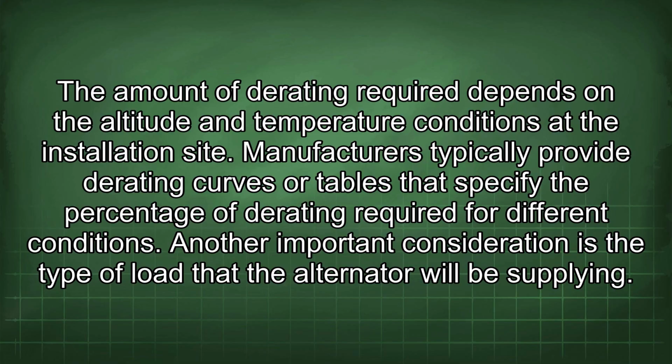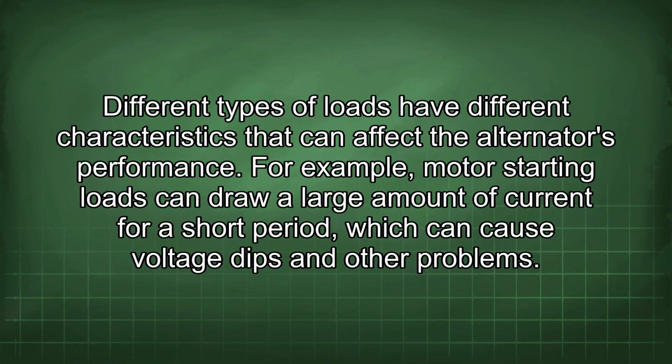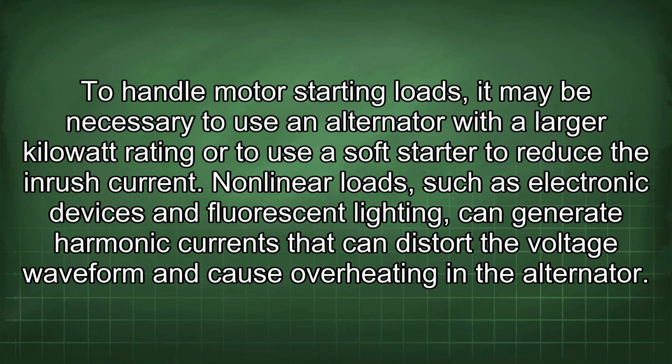Another important consideration is the type of load that the alternator will be supplying. Different types of loads have different characteristics that can affect the alternator's performance. For example, motor starting loads can draw a large amount of current for a short period, which can cause voltage dips and other problems. To handle motor starting loads, it may be necessary to use an alternator with a larger kilowatt rating or to use a soft starter to reduce the inrush current.